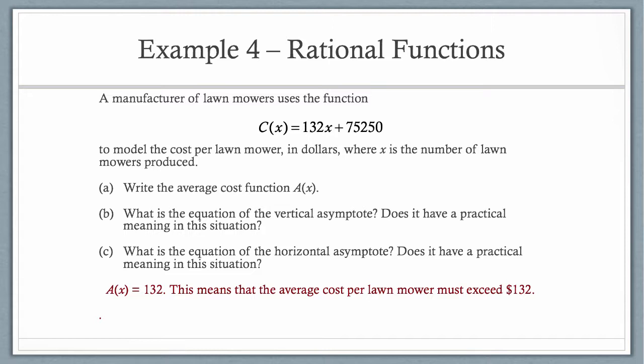So that means that the average cost per mower must be greater than $132. This should make sense if you think about what our cost function was. It's 132x plus this flat rate of $75,250. Well, we know when you're running a business, you want to offset that by passing along those flat costs to the consumer. So if you have an average cost that's less than $132, that means you're eating up this flat fee of $75,000. You're going to end up losing money. In order to not lose money, you always have to make sure your average cost is going to be greater than $132.